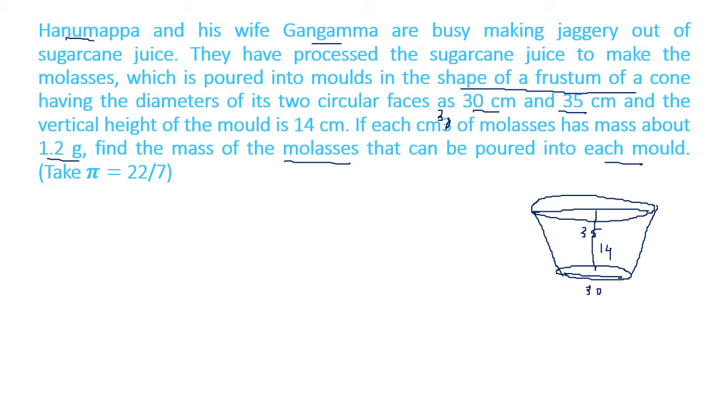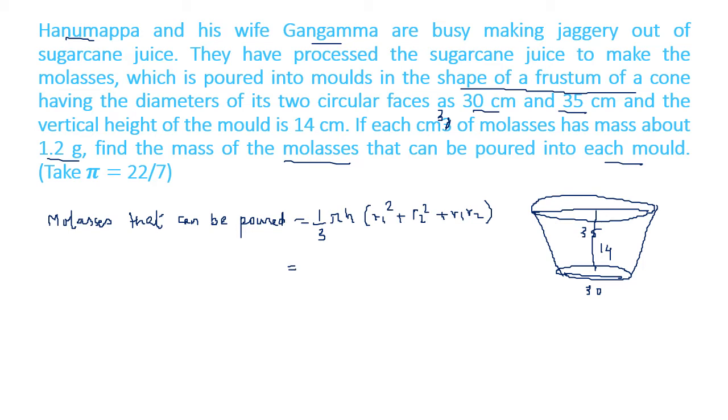So what you have to see first is how much molasses can be poured into the mold, which is in the shape of a frustum. That is the volume of the mold. The formula is 1 by 3 pi h into R1 square plus R2 square plus R1 R2. How much is that? 1 by 3 into 22 by 7, h is 14.